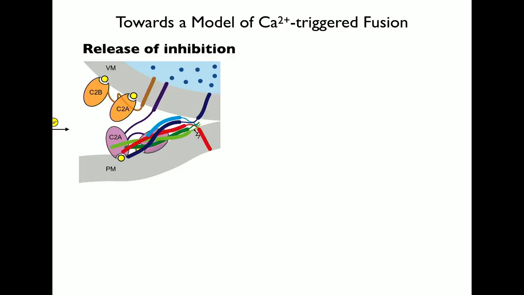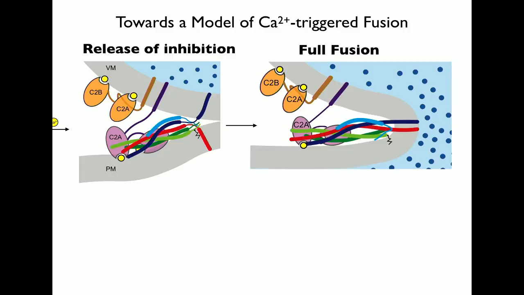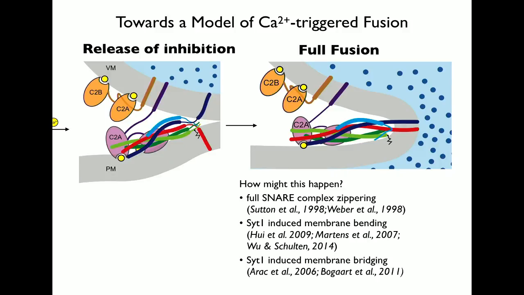And so again, this is the released state now. So now the membranes can get closer to each other. And also what will probably happen at that point is full zippering of the SNARE complex and full fusion. Now, there's a number of possibilities here for how these different steps might promote fusion, and probably it's a combination of all of them.